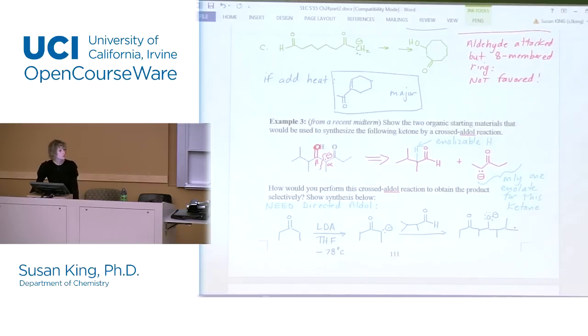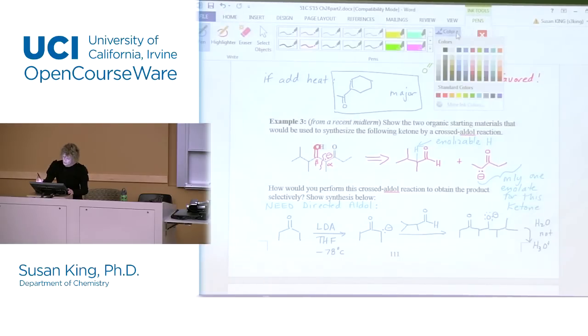It's going to go to the alpha beta unsaturated, right? So the acid catalyzed aldol, if we add acid, that hydroxyl is going to want to come off. We're going to want to go to the alpha beta unsaturated. So we definitely want to use water, not acid. Okay? H2O, not H3O plus, because if we use H3O plus, you're going to get the alpha beta unsaturated.